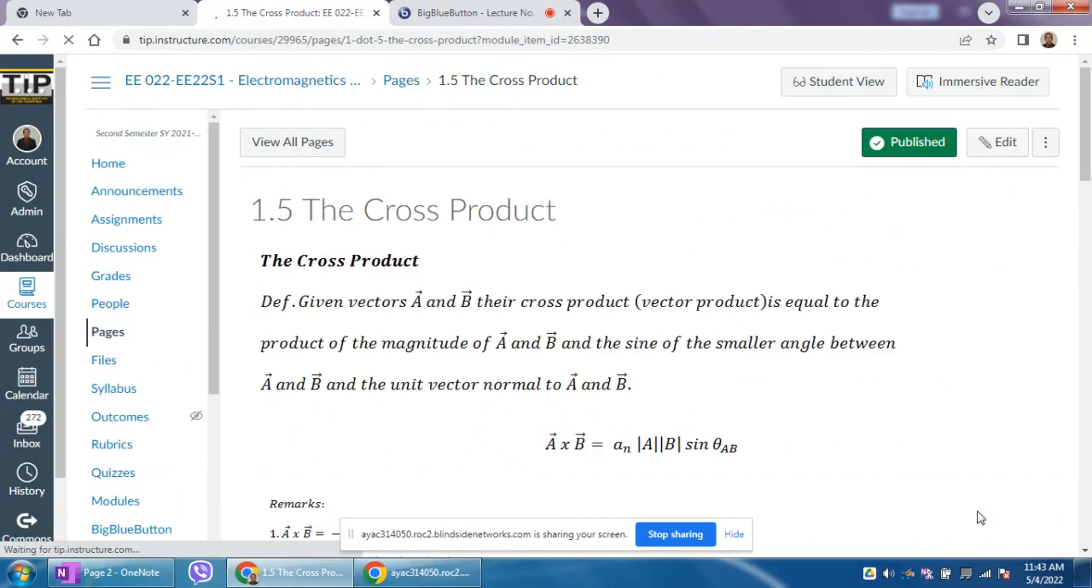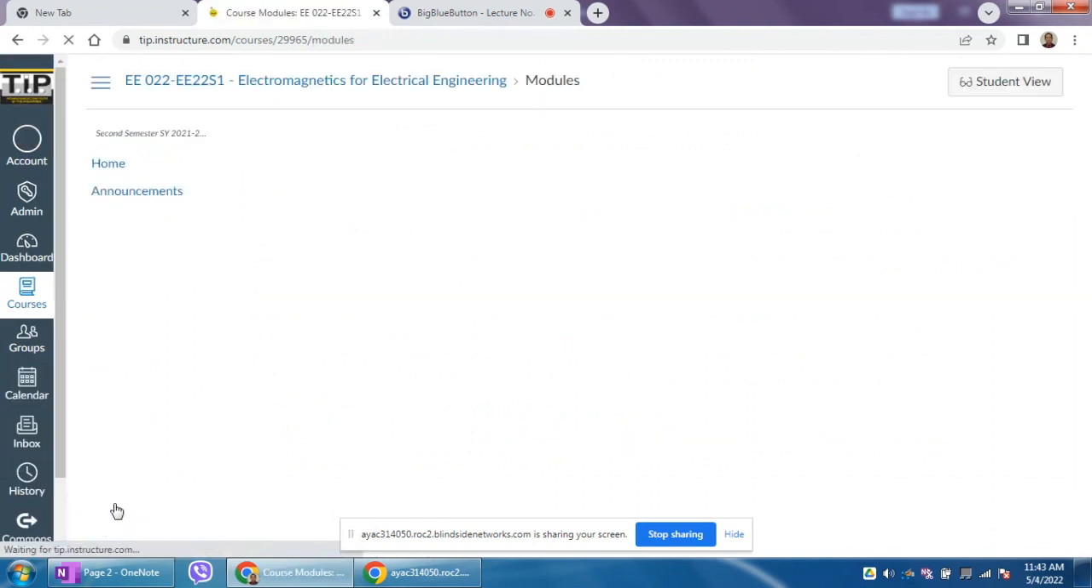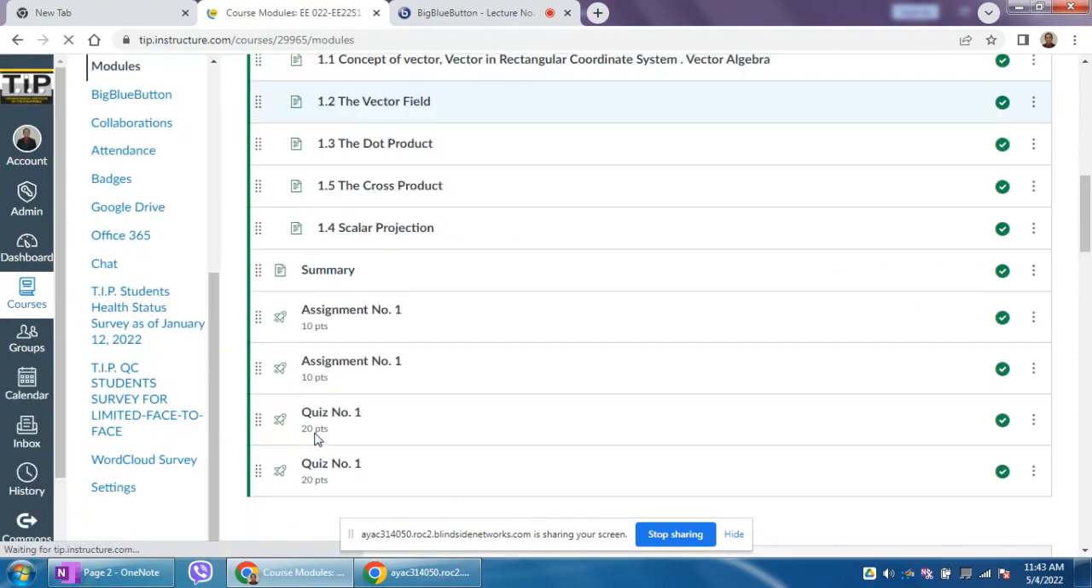Okay. So, 1.5, we have the cross product. So, pag natapos po tayo nito, pwede na po tayong mag-lunch ng mas maaga. So, hopefully, dulo na to. Pero silipin ko lang po 1.5. Okay.